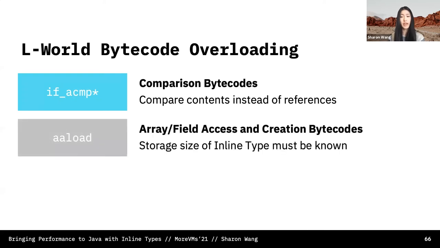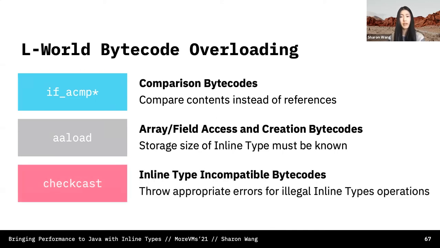For the array and field access and creation bytecodes, they need to know the storage size of the inline type to figure out how large an element is. But previously, only reference types were expected, so the architecture-defined reference size was the expected size. There's also bytecodes that can't be used on inline types, so appropriate errors must be thrown in case they are. For example, inline types can't be null. So if a null is cast to an inline type, then a null pointer exception occurs.